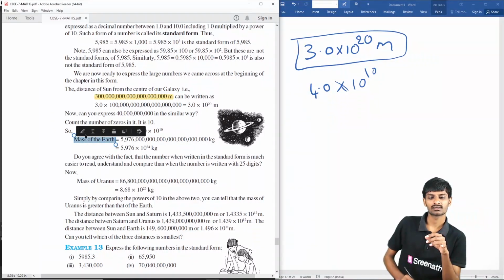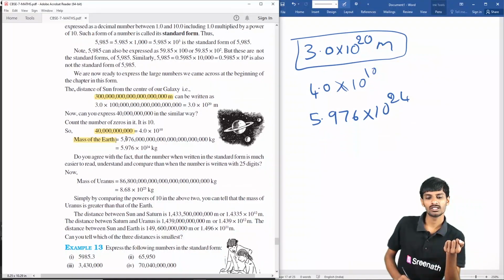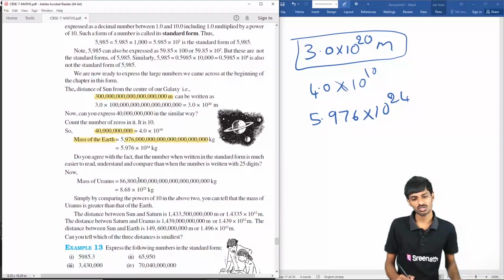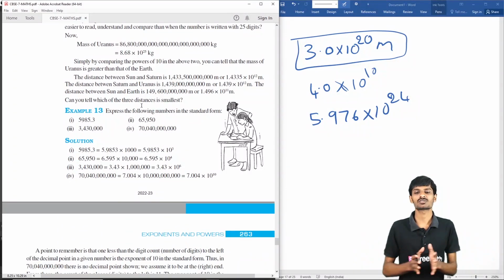So mass of the earth, there is a big number, you have to write it as 5.976 into 10 to the power of how many zeros? 24. So here the zeros, how many digits? Here it comes across the zeros plus digits. So 3, 6, 9, 12, 15, 21, 24, like this happens. Okay students, so mass of Uranus. So like that you have to write the big terms in the smallest form.